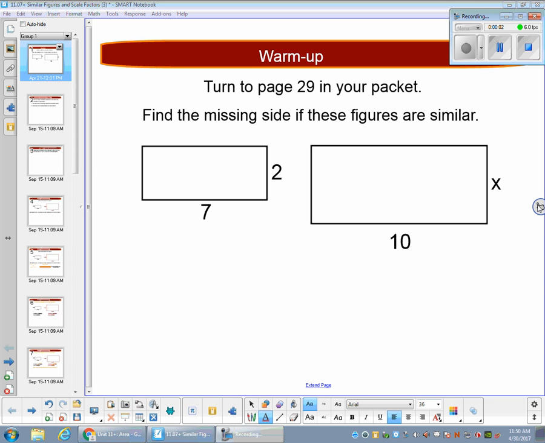Hello, welcome. Today we're going to do a lesson on similar figures and scale factor.